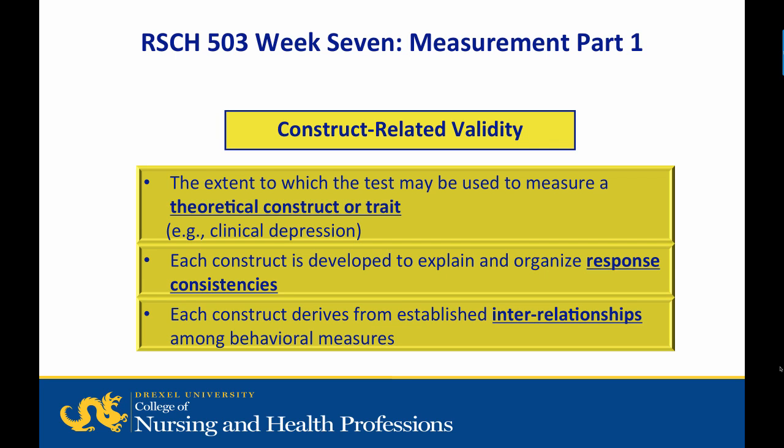Construct validity is the extent to which a test or instrument may be used to measure a theoretical construct or trait, for example, clinical depression. Basically, does the instrument measure the theoretical construct that it purports to measure? Each construct is developed to explain and organize response consistencies to a test or instrument. Constructs are complex abstractions. Each construct derives from established interrelationships among behavioral measures.